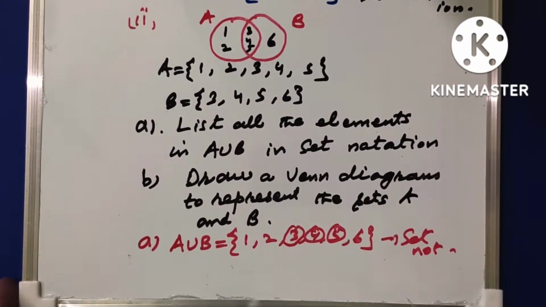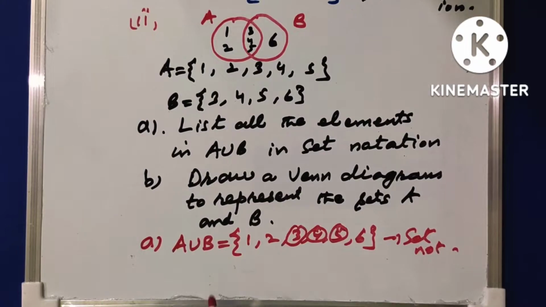Now we have to show this information through Venn diagram. So we are going to make two circles A, B, and the common elements 3, 4, 5 will be written inside, and 1, 2 and 6. So this is A union B. All the elements including common area will be called A union B.